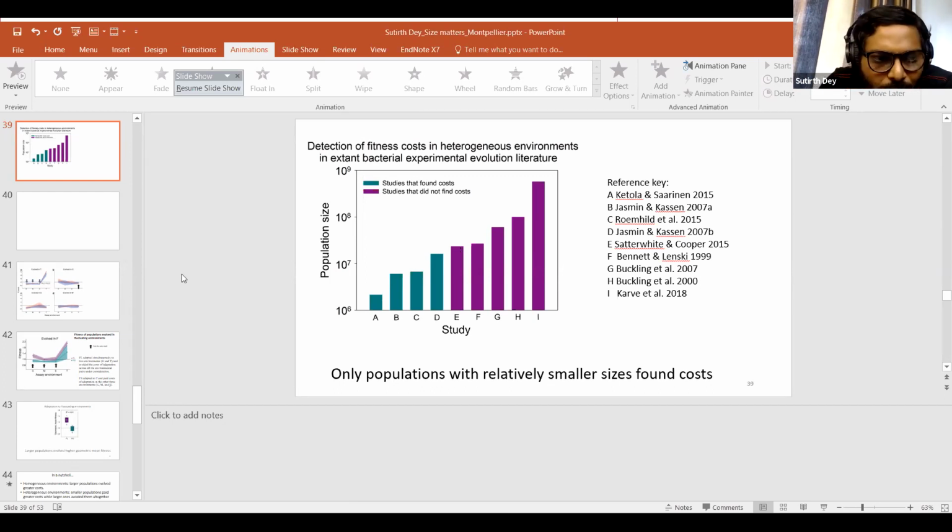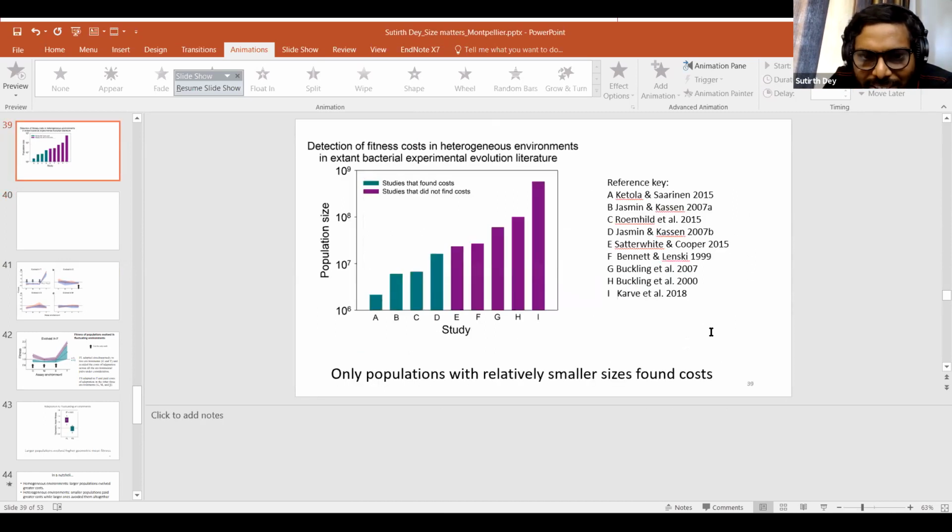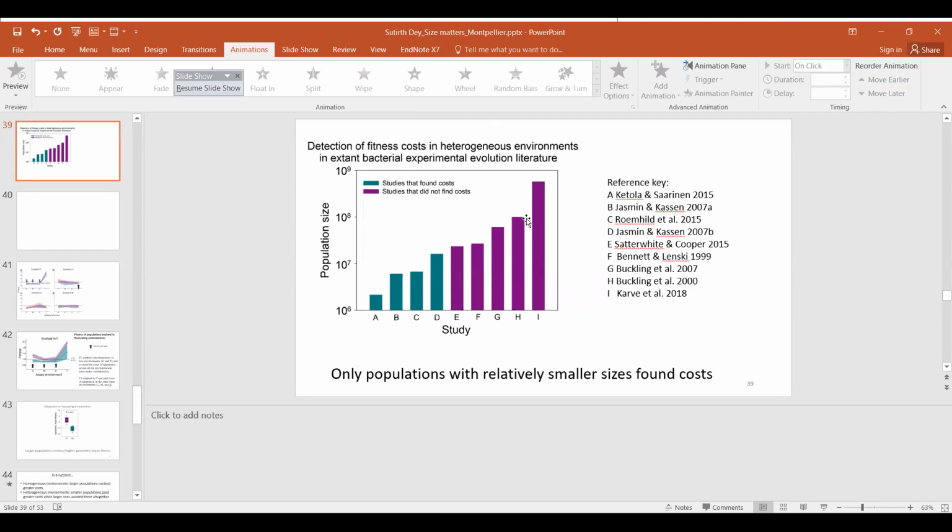Okay. Now, if you look at our thing, you see that one of our harmonic means is on the other side, 10 to the power 8. The other harmonic mean is on this side. So in our case, our small population is somewhere here and our large population is somewhere here. So I don't think our results are contradicting this. Our results are very much fitting within this pattern. Okay. Thank you.